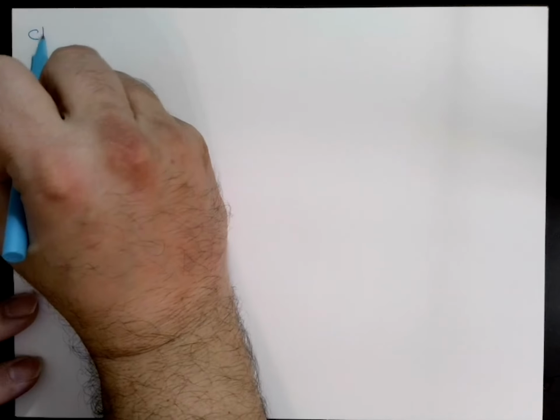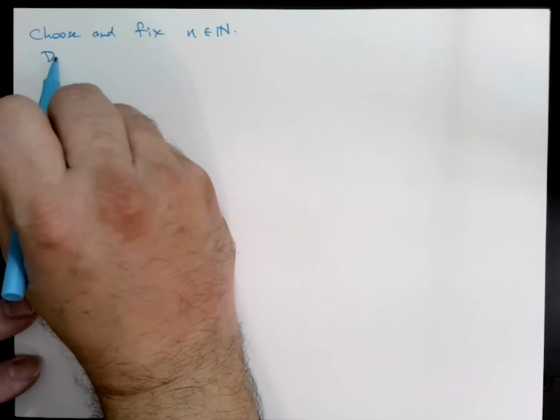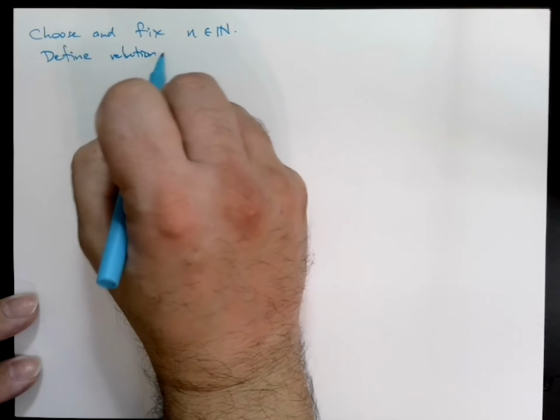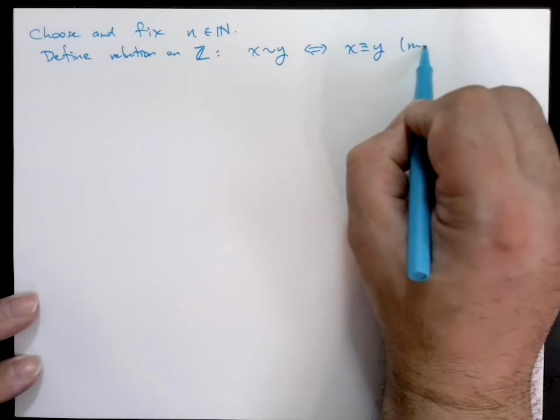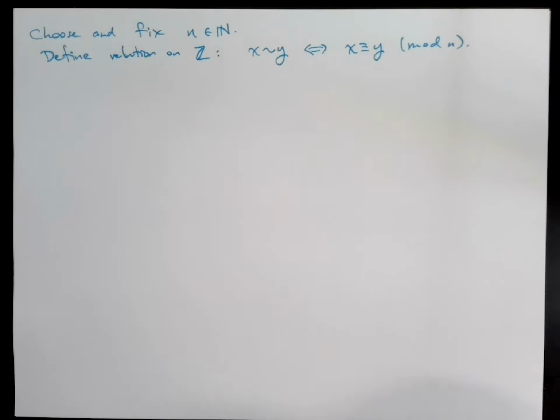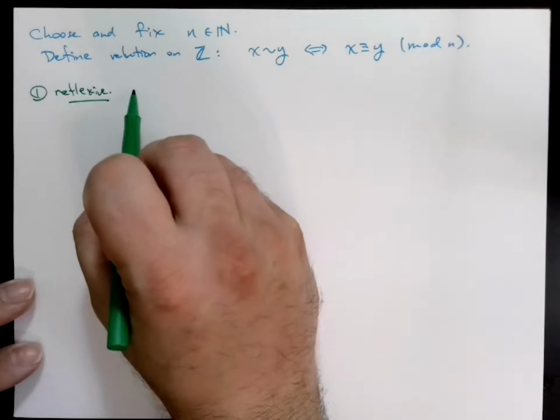Okay, let's dig a little deeper into that example. Let's fix n and consider an equivalence relation on the integers where x relates to y if and only if x equals y mod n, which we know is equivalent to n dividing the difference y minus x. Let's first check that this is an equivalence relation.